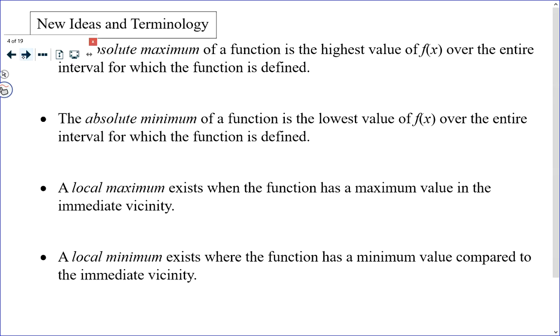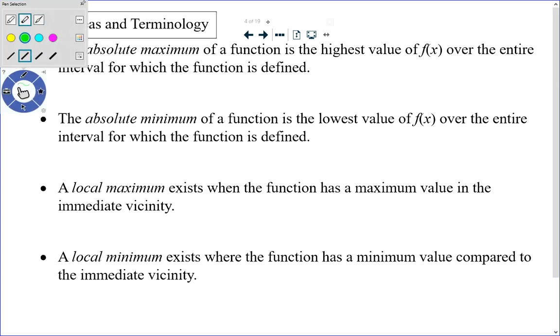There are some other things that are new. There are different types of maxima and there are different types of minima. There is an absolute maximum, which is the highest value of the function anywhere the function is defined. But there are also local maxima, which are points. I just want to highlight this so that you're following me here.